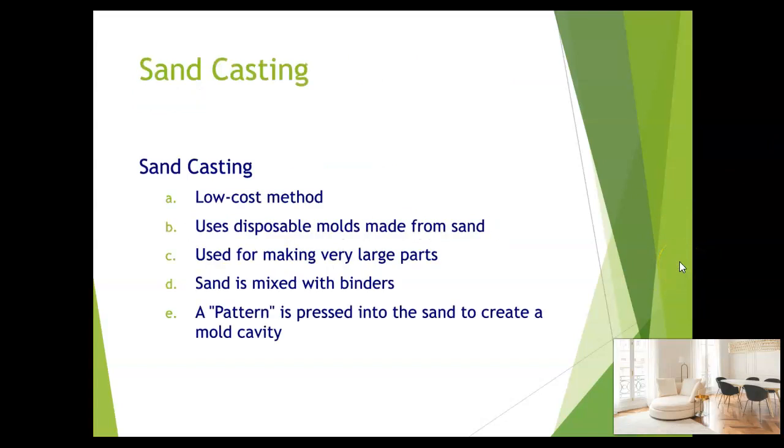So sand casting is a low-cost method. It uses disposable molds that are made from sand. Basically, your sand is mixed with binders, usually some type of oil or other material that helps to pack that sand in tight. And then a pattern is pressed into the sand to create a mold cavity. These are generally used to make very large parts, although they don't have to be. We can use sand casting for all sorts of different size parts.